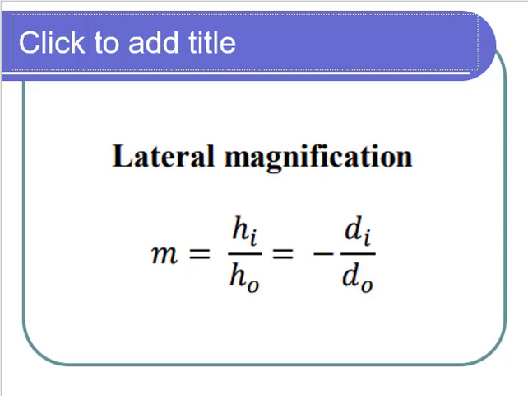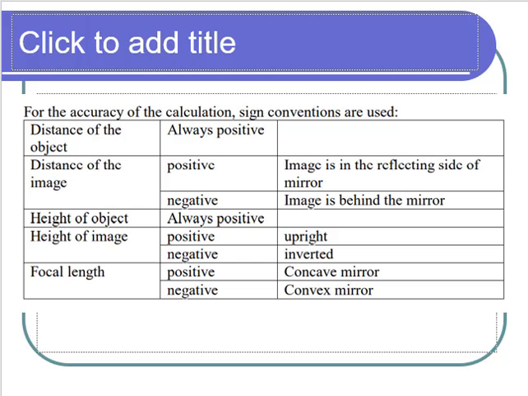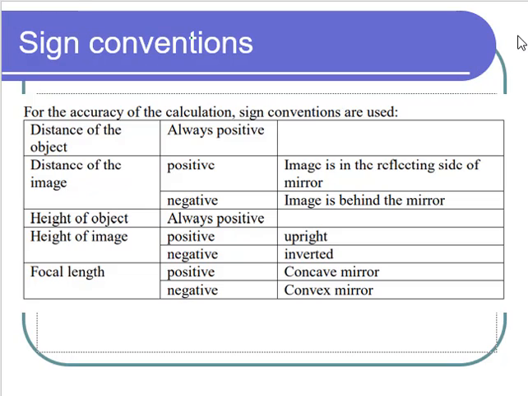The next equation that we have would be the lateral magnification, for us to be able to know if it will be magnified or smaller. M equals hi, or height of the image, divided by height of the object, is equal to the negative distance of the image divided by the distance of the object. Okay, but we have to use sign conventions for accuracy. We have to see the distance of the object is always positive whether it's a convex or concave mirror.